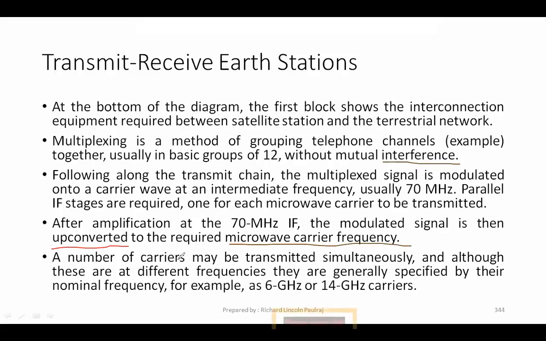Next, a number of carriers may be transmitted simultaneously, and although these are at different frequencies, they are generally specified by their nominal frequencies. For example, as 6 gigahertz or 14 gigahertz carriers. So this is going to be your upconverted frequency range, generally in the form of 6 to 14 gigahertz. Now remember, from megahertz we are doing an upconversion and moving to another format, in the range of gigahertz.